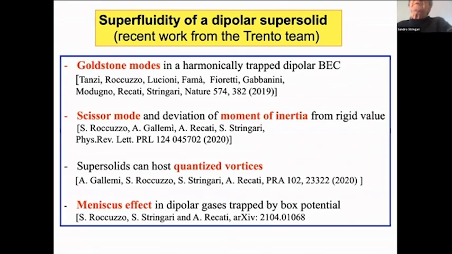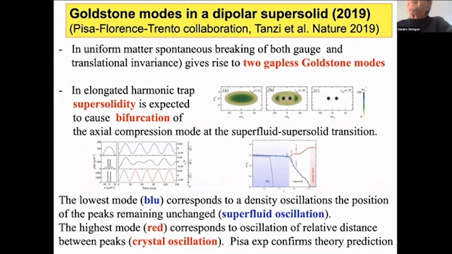We can go to the next slide. Because when you have two spontaneously broken symmetries, you can expect at least two gapless Goldstone modes. And in this paper, which was written in collaboration with experimentalists of Florence, we were able to predict the dispersion of these two gapless excitations, and the specialists measured them. This was the really important breakthrough in the field, because this was the first measurement of these new Goldstone modes produced by the crystallization of the superfluid.